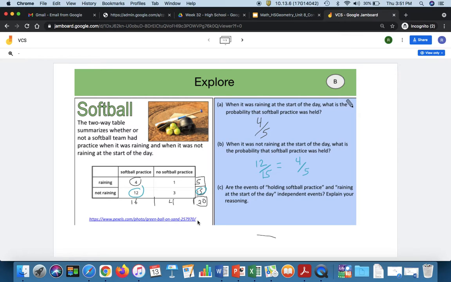So for C, it's asking, are the events of holding softball practice and raining at the start of the day independent events? And to explain our reasoning. Based on A and B being equal, and it might go against our intuition, we would say that they appear to be independent, right? Because when it was raining and when it wasn't raining, we had the same probability of holding softball practice. So we are allowed to say that they appear to be independent.